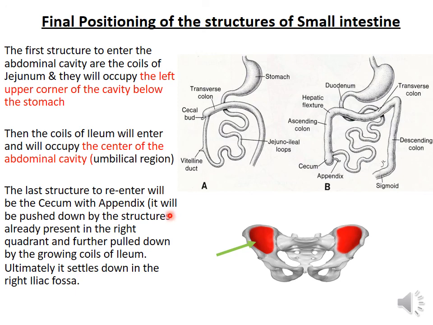They will be pushed down by the structures already present in the right quadrant and further pulled down by the growing coils of the ileum. They will settle down lastly at the iliac fossa. This is the iliac fossa.